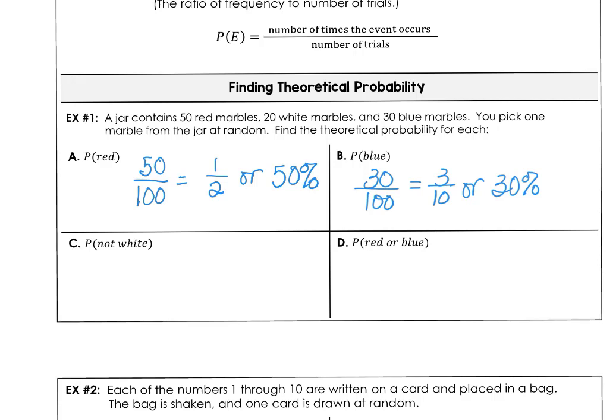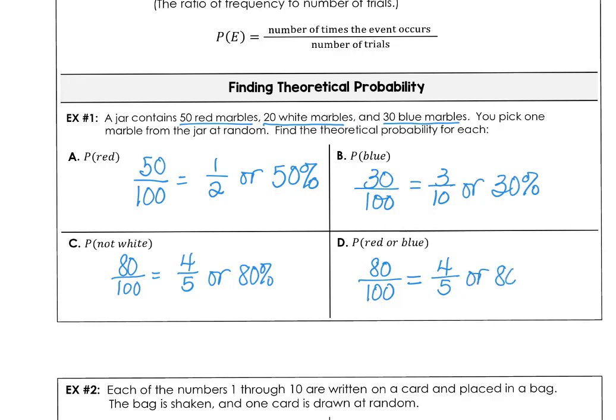And the probability of not white, well, 20 of them are white, so 50 plus 30 would be 80 of them that aren't white. So that would be 4/5 or 80%. And the probability that you get a red or a blue, so red there's 50, blue there's 30, that would give us 80 for our favorable outcomes out of 100 possible in the sample space. 80 out of 100 again is 4/5 or 80% in that case.